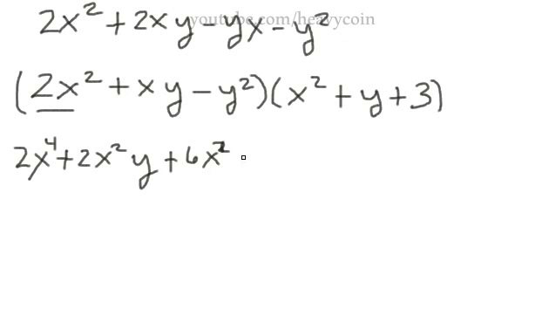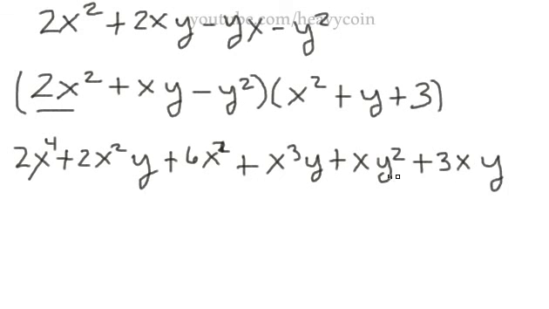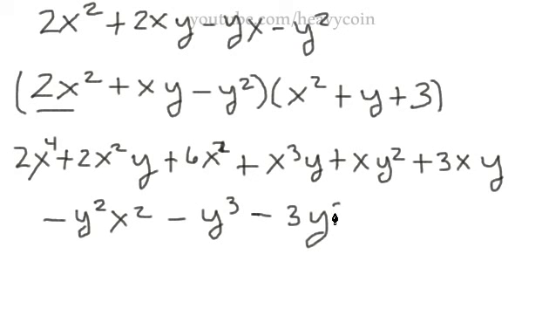Then we go to the next one. Plus xy times x squared is x cubed y. Xy times y is xy squared. And xy times 3 is just going to be plus 3xy. Now we're going to have to go down here. Negative y squared times x squared is negative y squared x squared. Negative y squared times y is negative y cubed. Negative y squared times 3 is negative 3y squared.